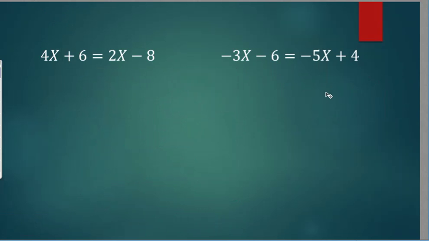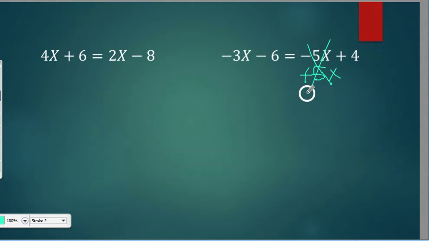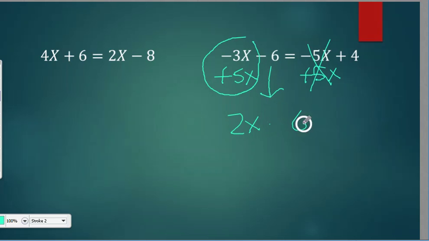So let's go ahead and do one more of these together, and then it will be time for you guys to practice a few of these on your own. So negative 3x minus 6 equals negative 5x plus 4. I'm going to add 5x here. That's going to cancel off this term. And then we'll add 5x here. And then negative 3x plus 5x is 2x. And then we need to write down our subtract 6 is equal to a positive 4.